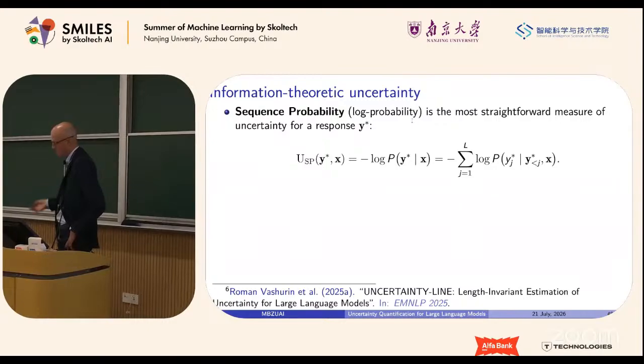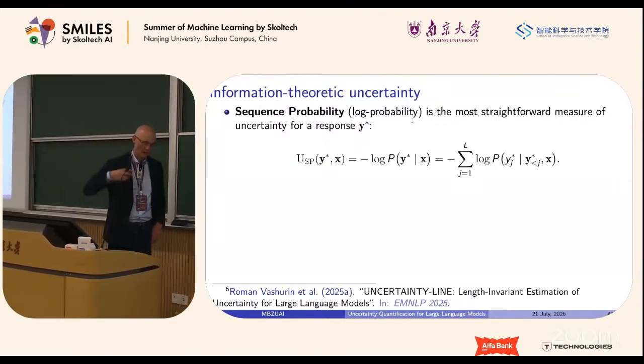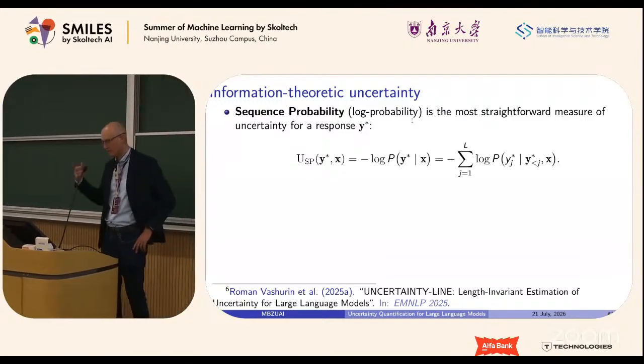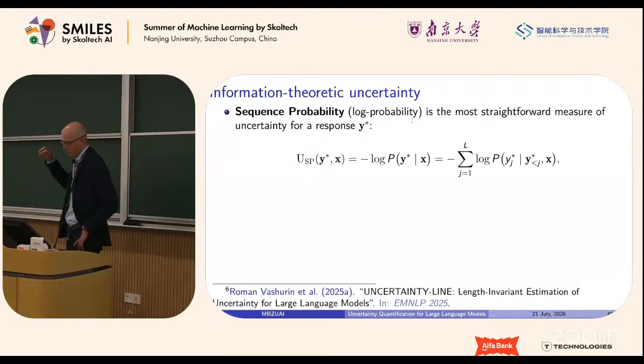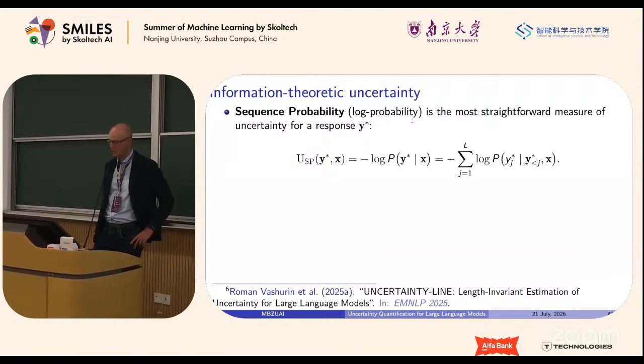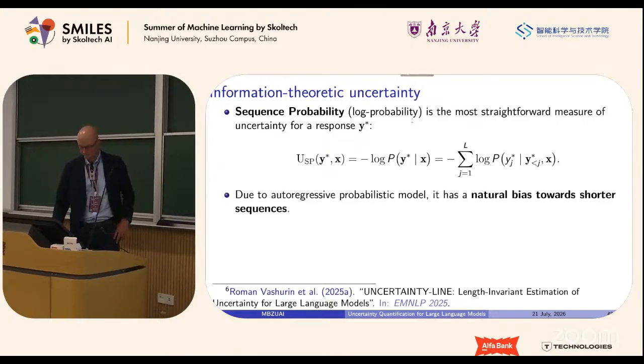You have not probabilities, you have logits, and it's easier to get the log probabilities rather than the probabilities. So people usually compute this minus sum of logarithms of probabilities, and that's actually a pretty good uncertainty score. Very good uncertainty score and very good baseline, which is very hard to beat.